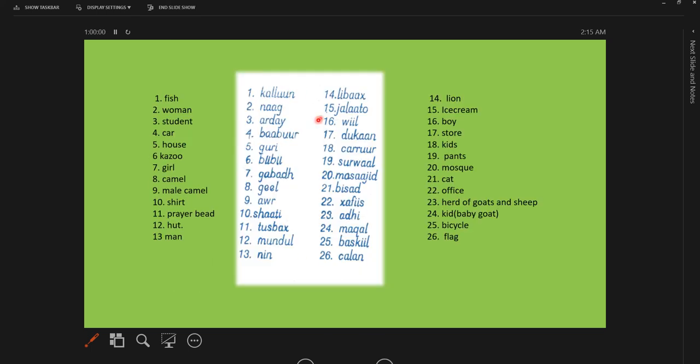So this is a list of words I got from the Grade 1 Somali book, and you can read the translations on your own on the sites, but I'm just going to focus on the list. This is just to show you how the phonetics that we saw are applied in writing in a word list. Kalun, nag, arday, baabuur, guri, bibi, gabadh, geel, awr, shaati, tusbax, mundur, nin, libaax, jalaato, wiil, dukaan, caruur, surwaal, masaajid, bisad, xafiis, ari, maqal, baskiil, calan.